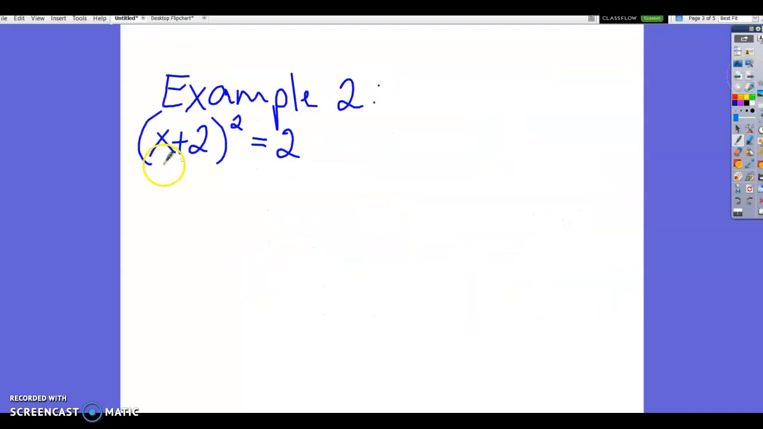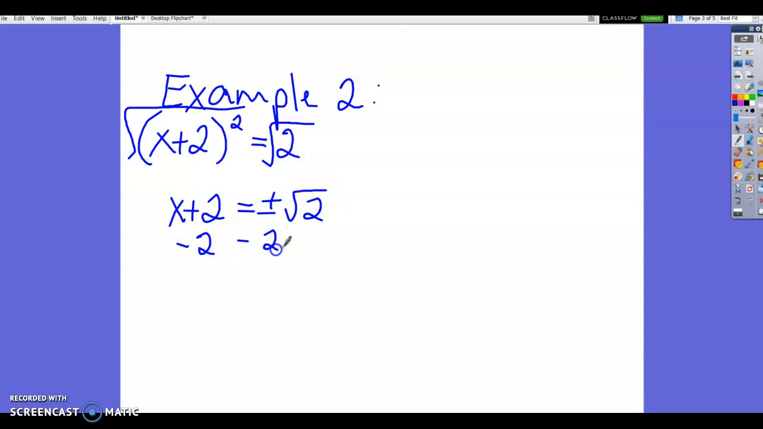All right, so we've got (x plus 2) quantity squared equals 2. So the first thing we need to do, since this is in parentheses, we have to get rid of the squared term first. So we're going to take the square root of both sides. So the square root cancels the squared, and that leaves me x plus 2 equals plus or minus the square root of 2. All right, then we need to subtract 2 from both sides. x equals negative 2 plus or minus the square root of 2.